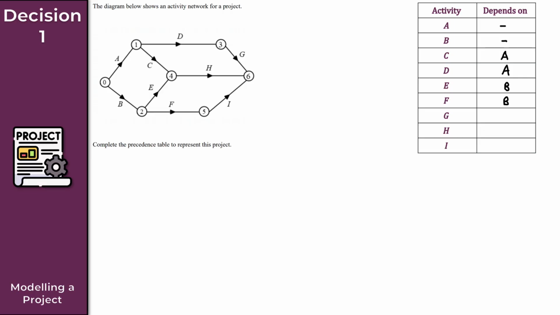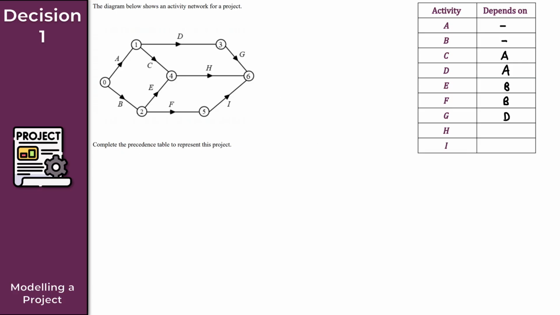So for activity G then, locate activity G on the activity network. What activities then must be completed here before we can start activity G? Well, it's just the one single activity here, and that would be activity D. So activity D must be completed before we can start activity G. I'm saying the word activity too much, but hopefully you can just about follow. So I put D here like so.